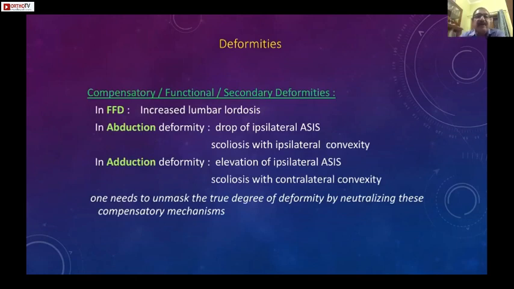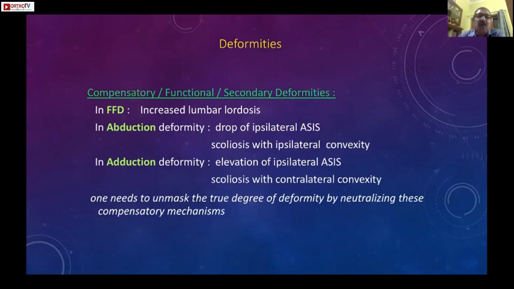Now, this is about a person who has a hip joint which is deformed. A patient cannot walk unless the body compensates. In a case of fixed flexion deformity, the compensation occurs by increased lordosis. In abduction deformity, the compensation occurs by drop of the ipsilateral anterior superior iliac spine and lower lumbar spine scoliosis with ipsilateral convexity. In adduction deformity, there is elevation of the ipsilateral anterior superior iliac spine and scoliosis with contralateral convexity.